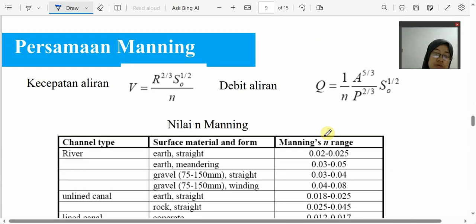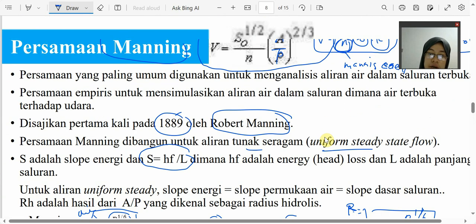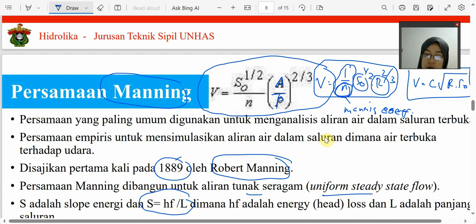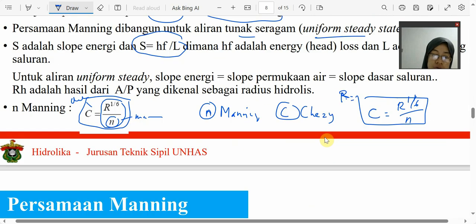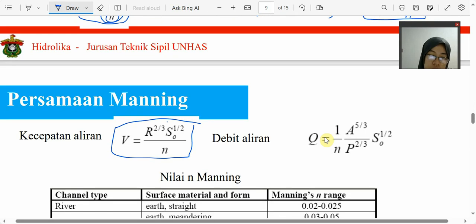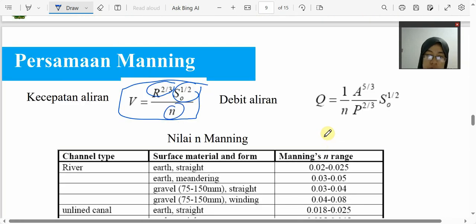So if we want to calculate the velocity using the Manning equation, we use these equations. It's similar to what I have right here. R to the 2 over 3, S0 to the 1 over 2, right? R to the 2 over 3, S0 to the 1/2, over N.